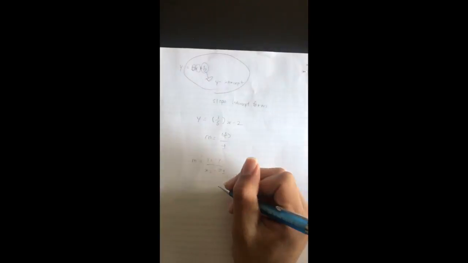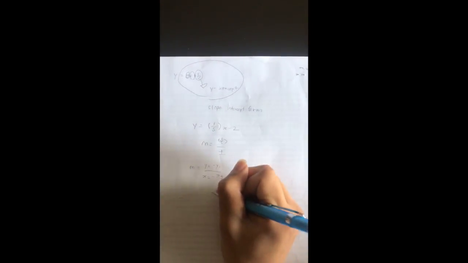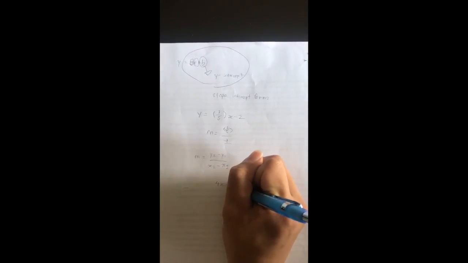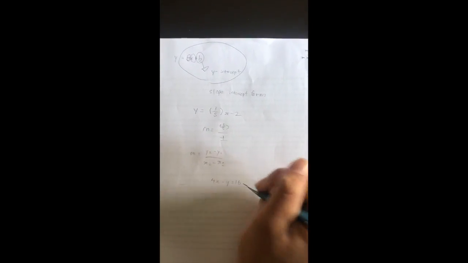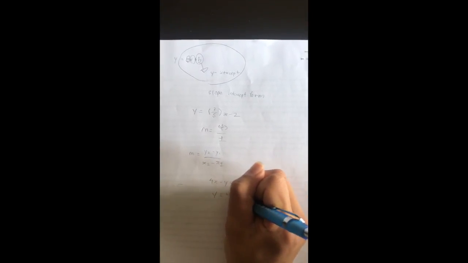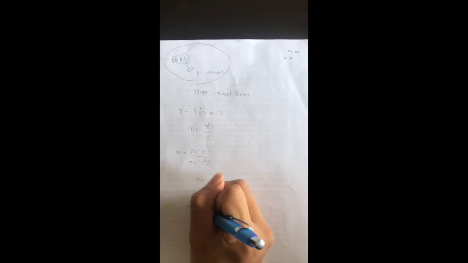So let's have an example of how, given the equation 4x minus y equals 16, we find the slope and y-intercept. The answer will be y equals 4x minus 16, and the slope will be 4, and the y-intercept will be minus 16.